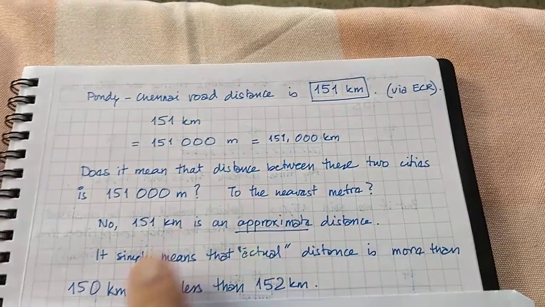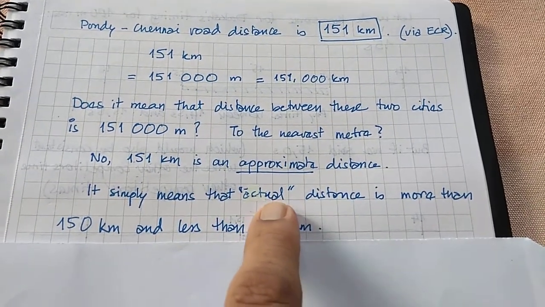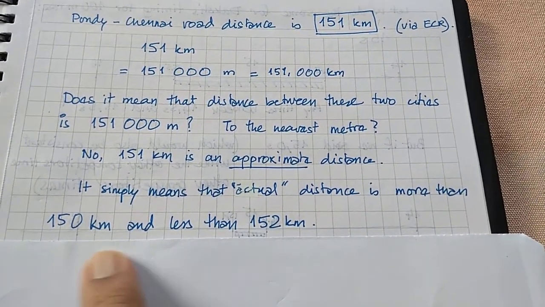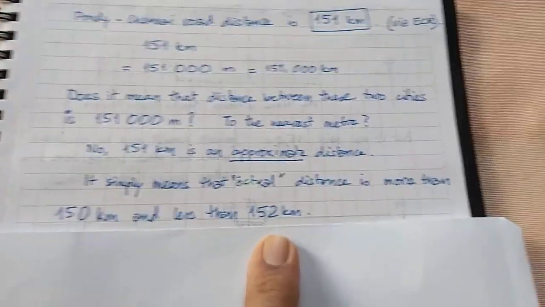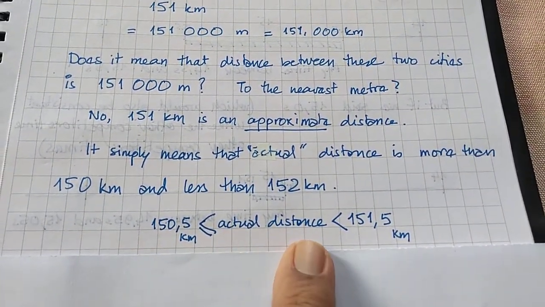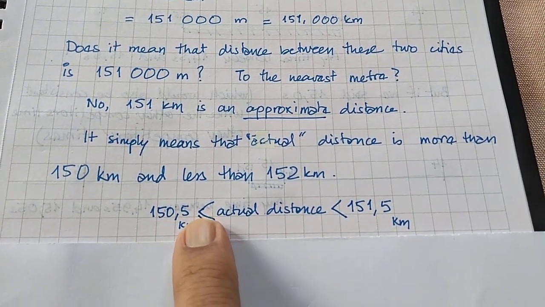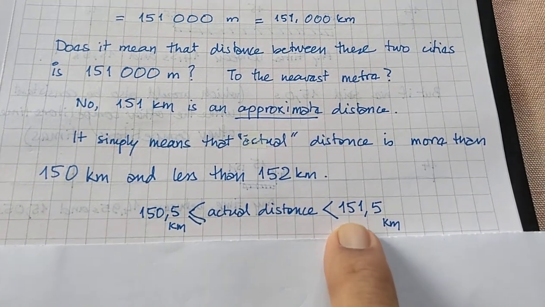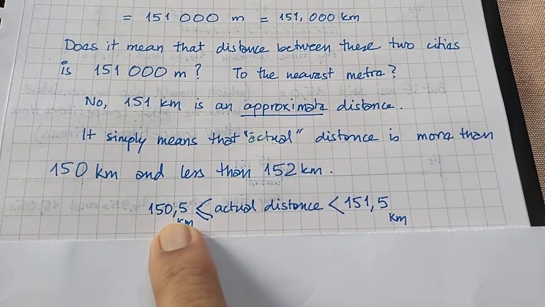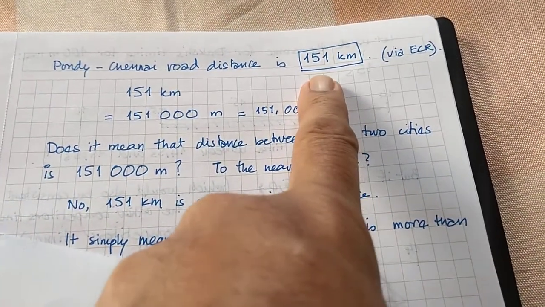So exactly as I said earlier twice, it simply means that the actual distance, I'm putting actual in quotes because what it actually is also debatable, is more than 150 kilometers and less than 152 kilometers. So, just to make it clear, the actual distance is more than 150.5 kilometers and less than 151.5 kilometers.